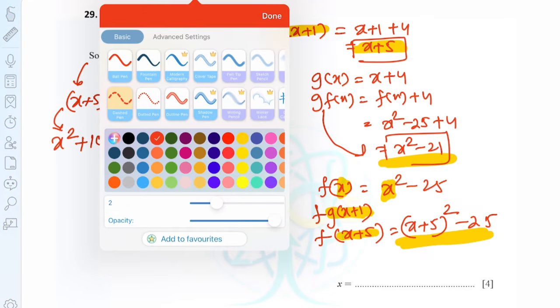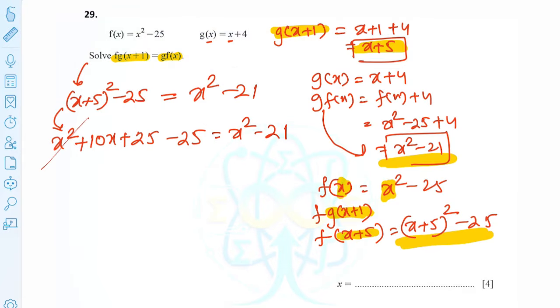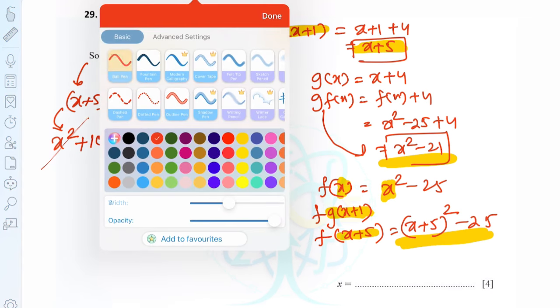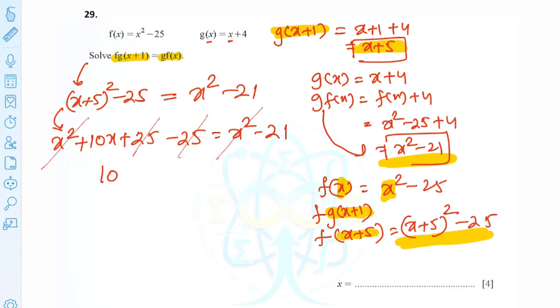Now if you understand this, x squared and x squared cancel. 25 minus 25 equals 0. So we can say here that 10x equals minus 21. If you divide by 10 on both sides, minus 21 over 10, that is minus 2.1. So the answer I'm getting is minus 2.1. Got it, everyone, clearly?